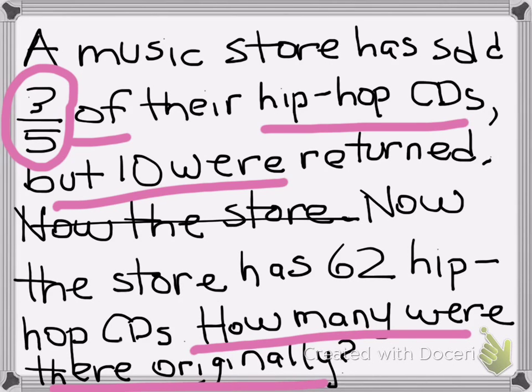Then it says, now the store has 62 hip-hop CDs. So that is what they have now. So if they have 62, that's going to be our total, which is always what you equal the equation to.